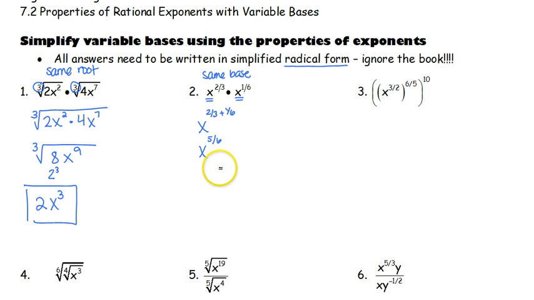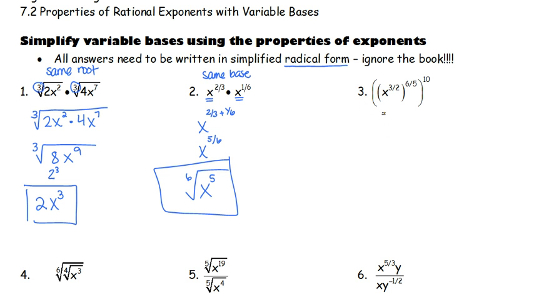This is what your book would have as an answer. That's not good. We need to change this into simplified radical form. X is the base, 5 stays with the x, the denominator is your root. We need groups of 6 to go to the outside, and we have only 5 x's. So we're done. That's our answer.